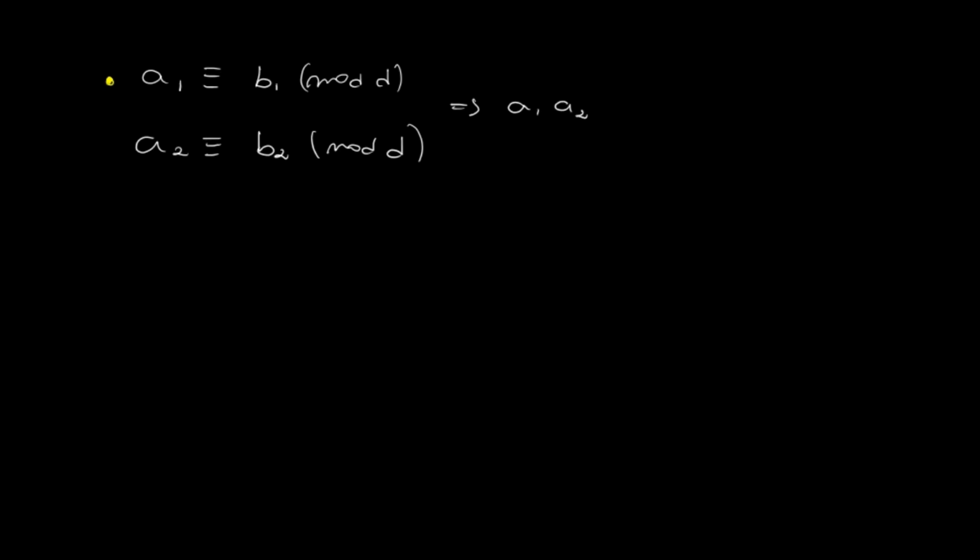Now the last property can be a bit more tricky. What it says is that if a1 is congruent to b1 modulo d and a2 is congruent to b2 modulo d, then a1 times a2 is congruent to b1 times b2 modulo d. Let's see the proof.